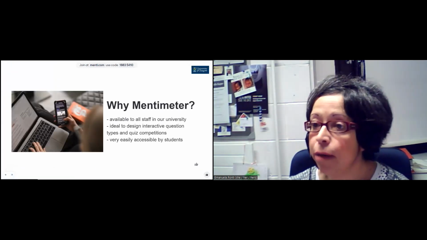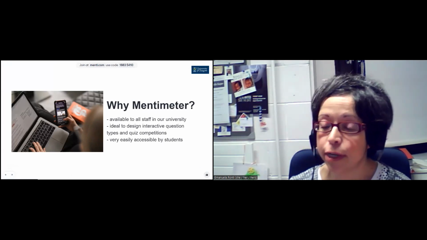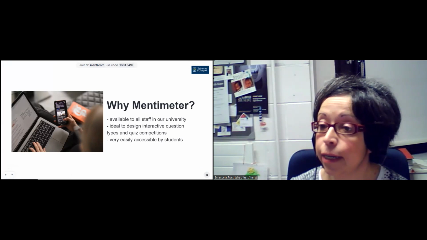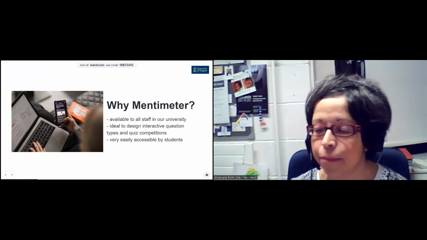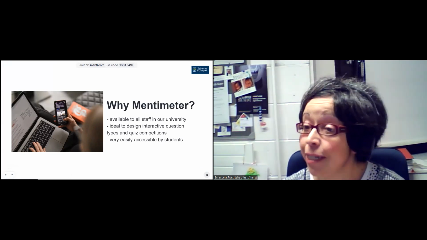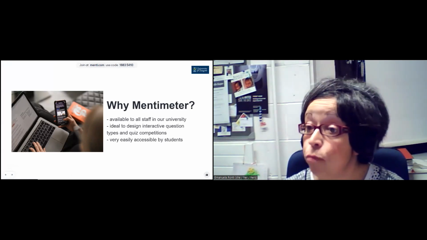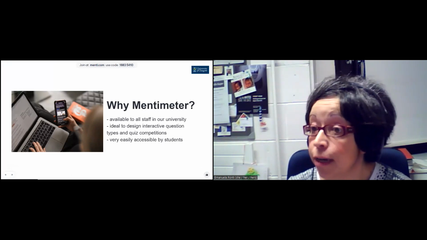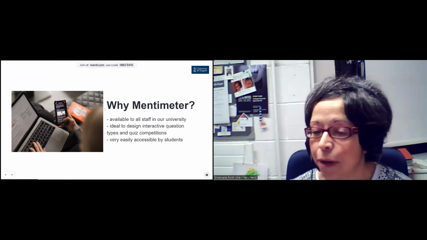But so why Mentimeter? I decided to start using Mentimeter more regularly in this course basically 2 years ago, in the 2022 session, let's say a year and a half ago, more or less. After I attended a presentation in our university by our learning technologist, who showed us how to use Mentimeter and explained that Mentimeter was available to all staff in our university, so it was ready there to be used by us.